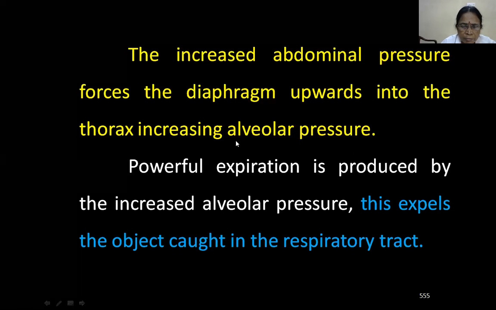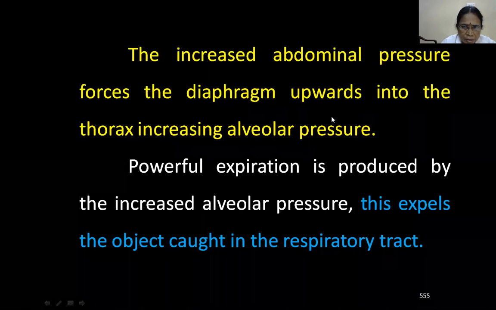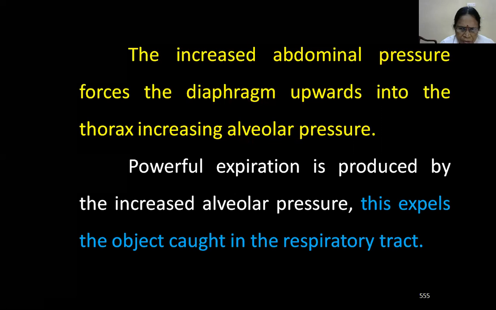This increased abdominal pressure, given as a sudden punch-like force, forces the diaphragm upwards. This causes an increase in alveolar pressure in the lungs. A powerful expulsion is produced, and whatever object is caught in the respiratory tract is expelled. But the punch should be very powerful and hard. Then only will the increase in alveolar pressure occur and a powerful expulsion be produced.